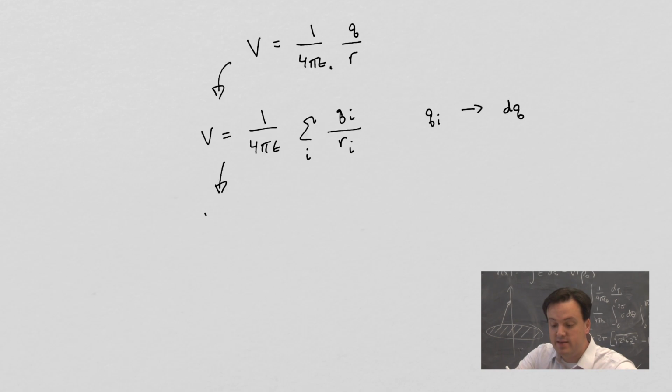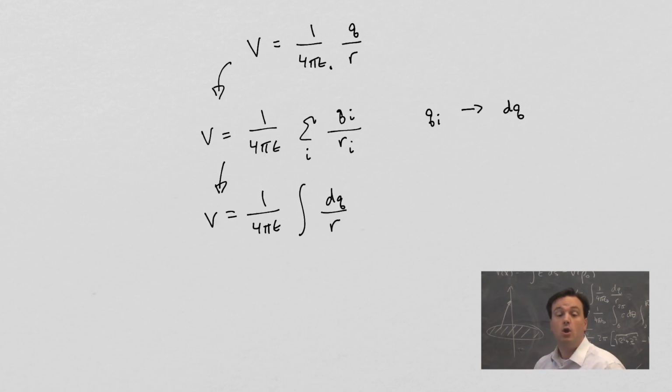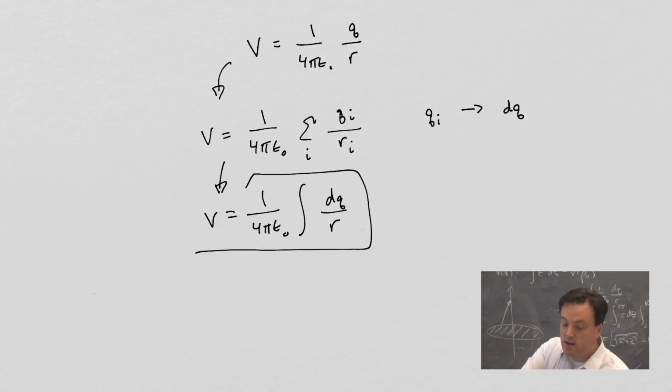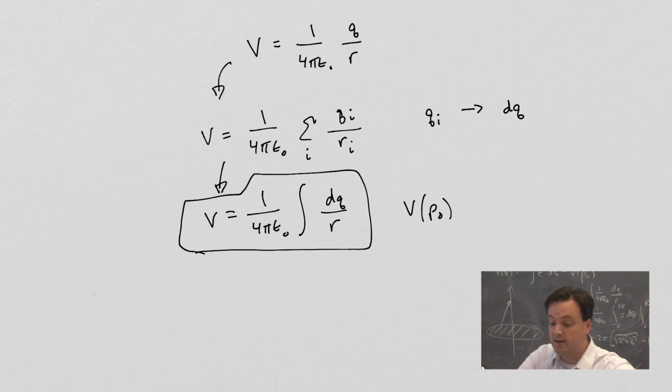And I can promote this sum then to an integral over dq divided by r, where this r is the magnitude of the vector r that we've been using up to this point. And since I have this beautiful expression now, it encodes what the potential should be due to any of the charge distributions that we've been looking at, one-dimensional, two-dimensional, or three-dimensional, so long as I remember that I'm setting the potential at infinity to be 0.